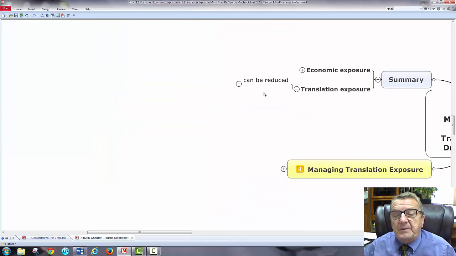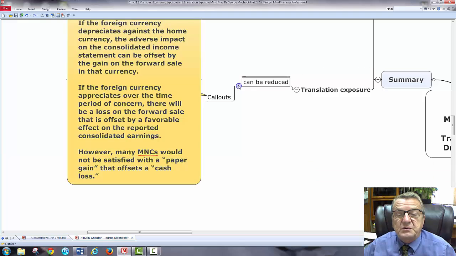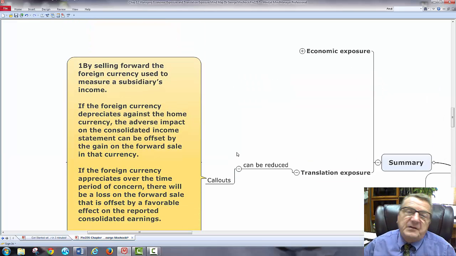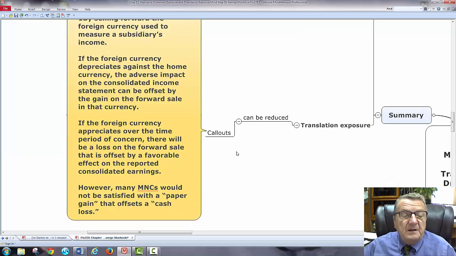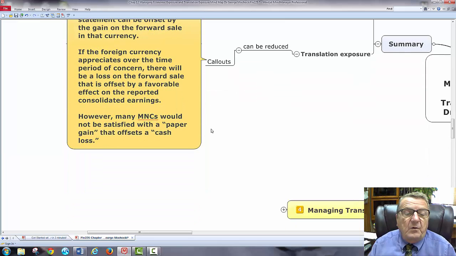Let's take care of economic exposure. Now let's look at transactional exposure. This one's not too bad, just one call-out about selling forward currencies or futures currency contracts used to hedge the subsidiary's income. If the foreign currency depreciates against the home currency, the adverse impact on the consolidated income can be offset by the gain in a forward sale in that currency. If the currency appreciates over time, there will be a loss on the forward sale affecting the reported consolidated earnings. You're going to lose in this case.